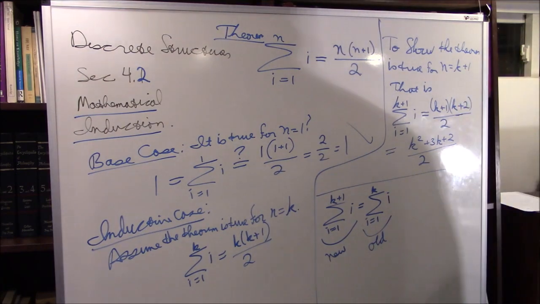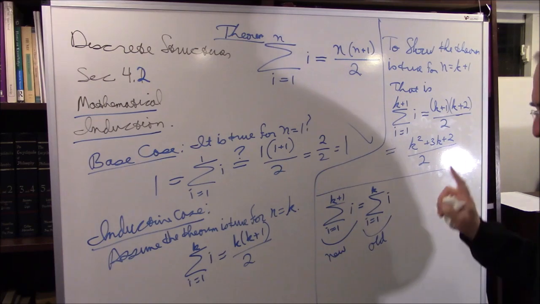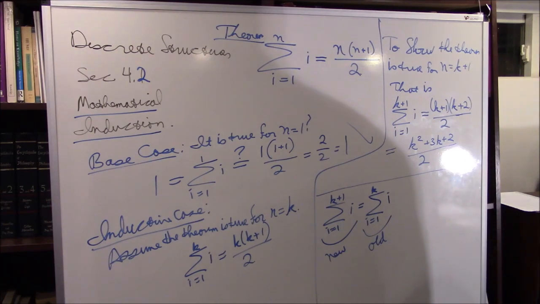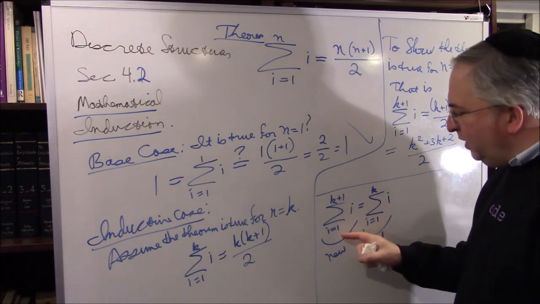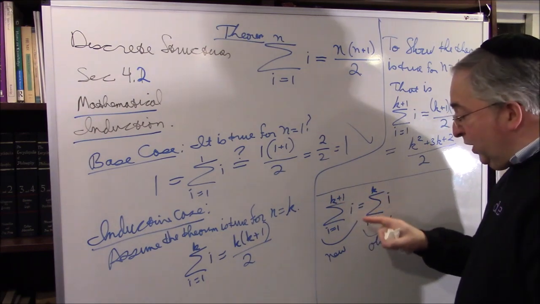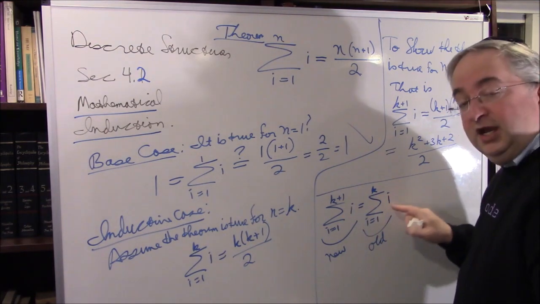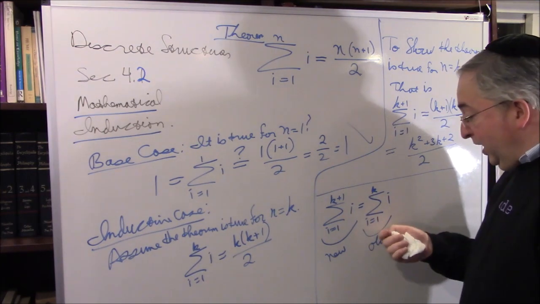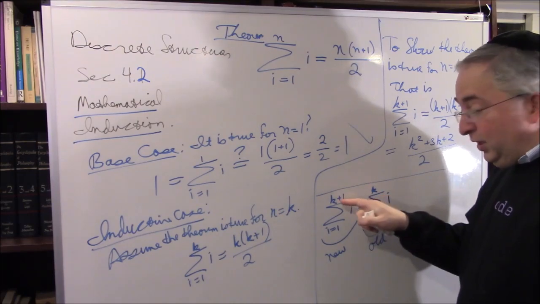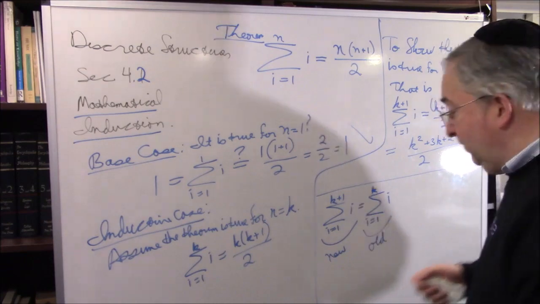Great. Now, question. Is this equal to this? No, it's not equal to this. Look at this. Here I'm adding up all the numbers from 1 to k plus 1. Here I'm adding up all the numbers from 1 to k. So this is more than this. Something's missing here. What's missing? Well, you added up all the numbers from 1 to k. You really want to go till k plus 1. Well, manually add it in.